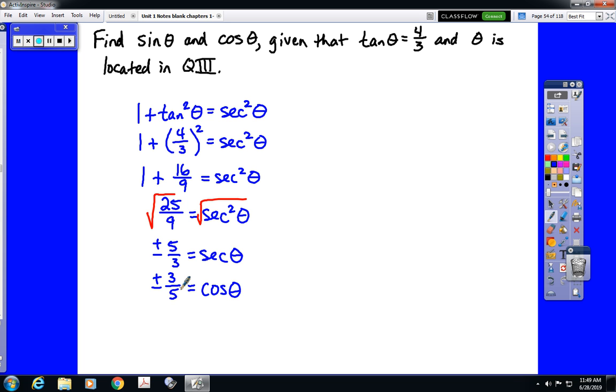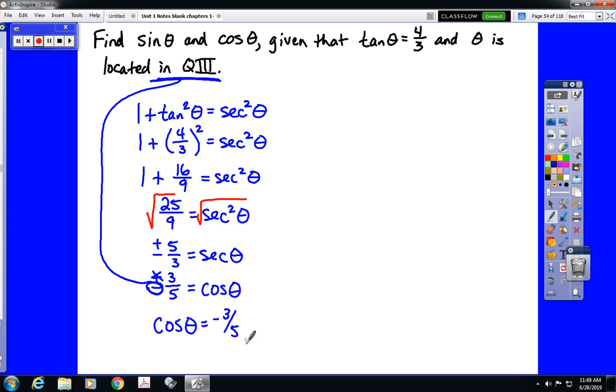Now we are in quadrant 3. In quadrant 3, cosine is negative. So our final answer for cosine would be negative 3/5.